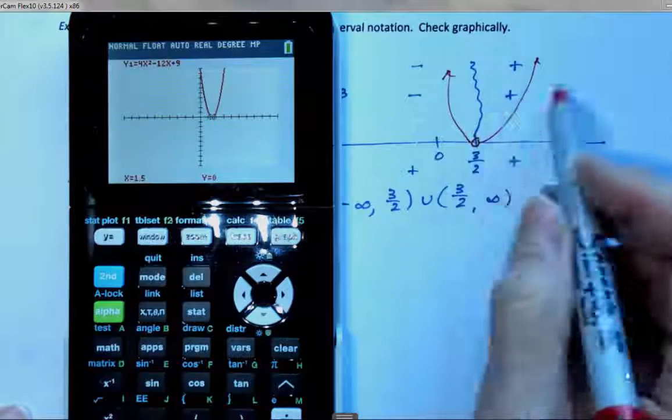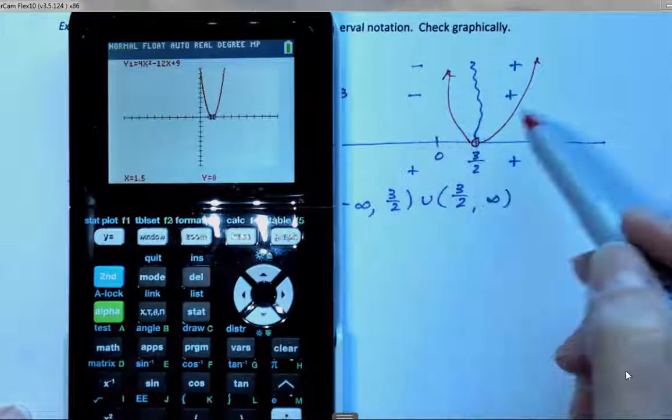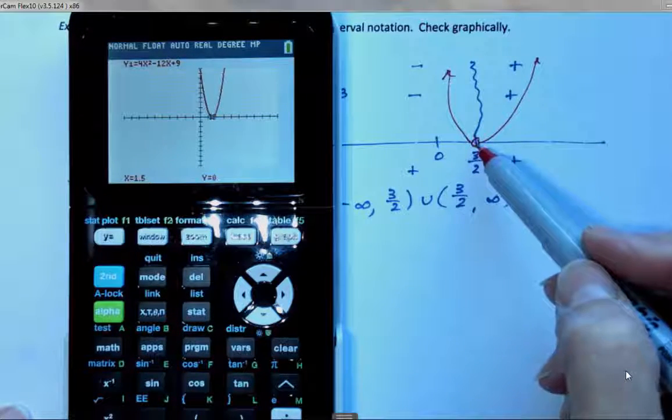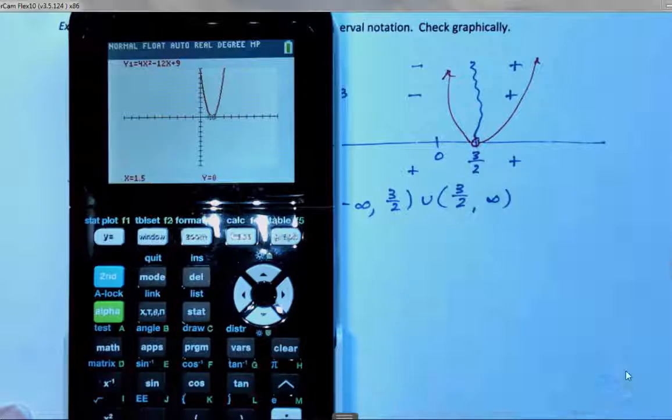It's positive everywhere, and that it's above the x-axis, and it's equal to 0 at 3/2, and we don't want to include that in our solution.